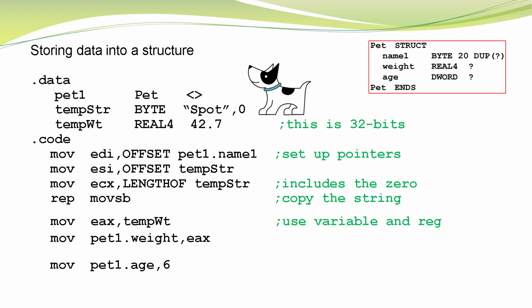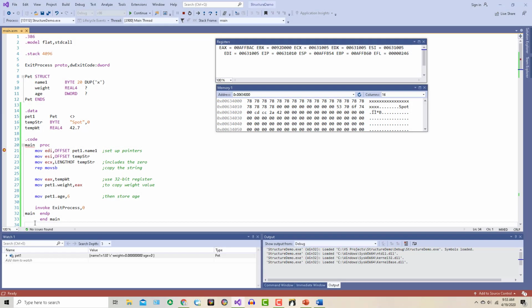So let's watch this happen in Visual Studio. Let's begin at the top. In my pet structure definition, I'm making the name1 field have a default value of all x's. That's just for illustration purposes here, but it can also help you when you're debugging your programs. You can see in the memory1 window all the x's in RAM. Now these 4 0 bytes represent the real4 wait field, and these 4 bytes are the double word age field.